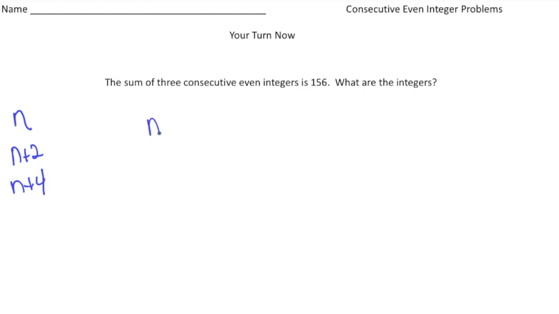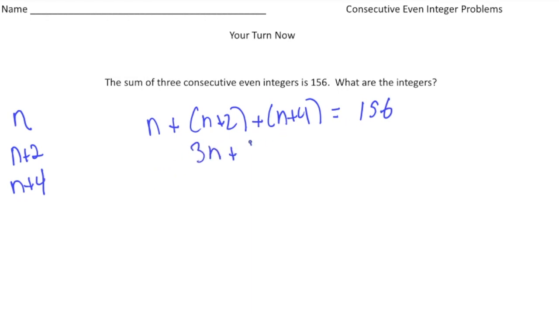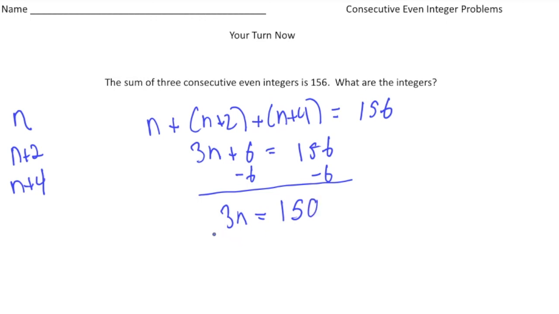So it's going to be n plus n plus 2 plus n plus 4 equals 156. Now I can simplify, so it's going to be 3n plus 6 equals 156. And now we can solve for n, so I'm going to take away 6 and take away 6. And we get 3n equals 150. And then finally divide both sides by 3. And we get n equals 50.